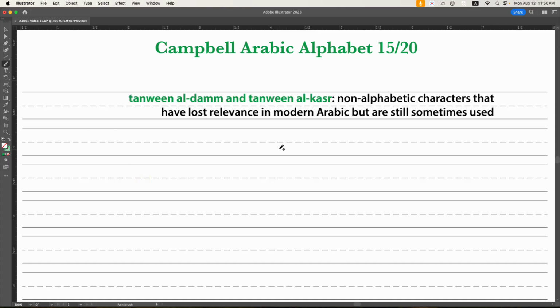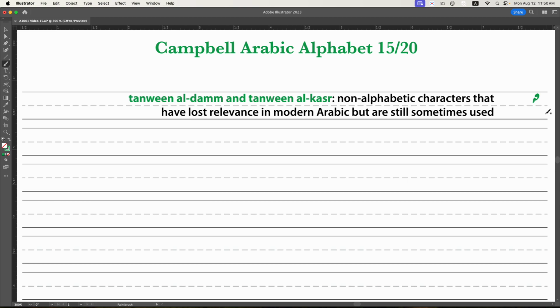We're going to learn these characters, Tanween ad-Damm and Tanween al-Kasr. So Tanween comes from putting an N on something, the letter Noon. Tanween means N-ing it, literally. And then Dhamma and Kasra are short vowel friends. So Tanween ad-Damm looks like this. He's really 2 Dhammas put together. And he has this kind of funny shape like this. And he is pronounced Un.